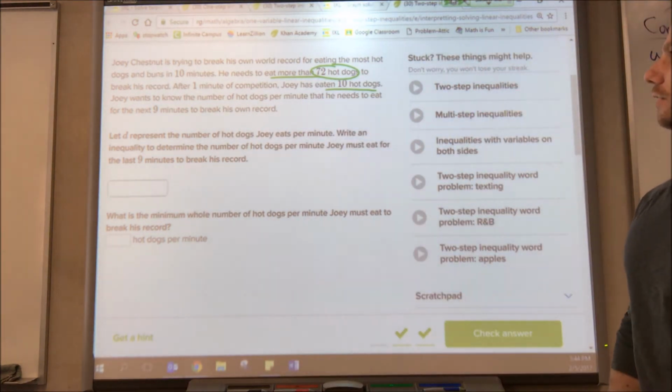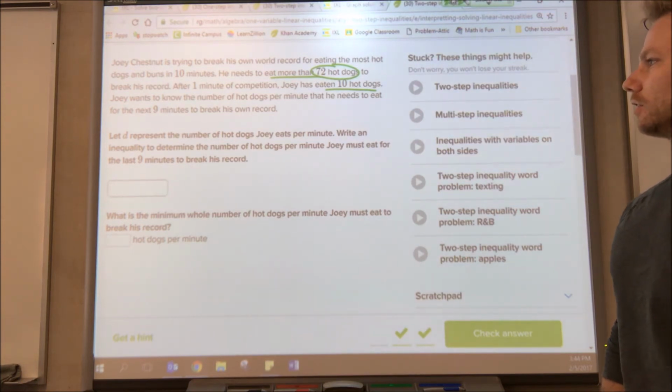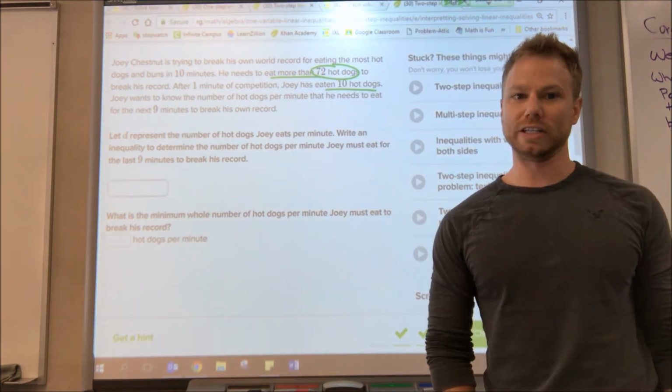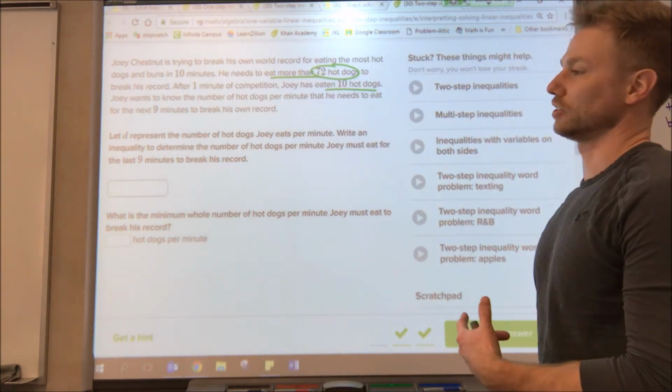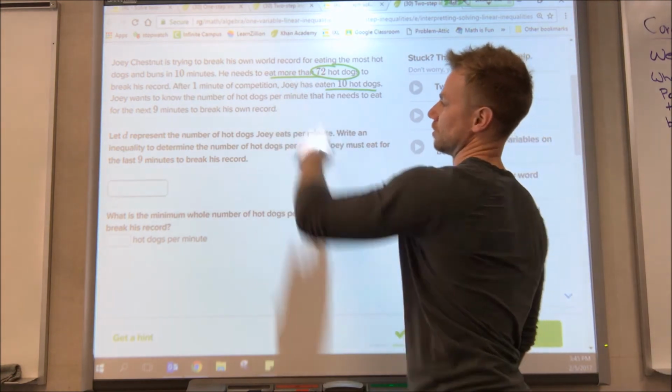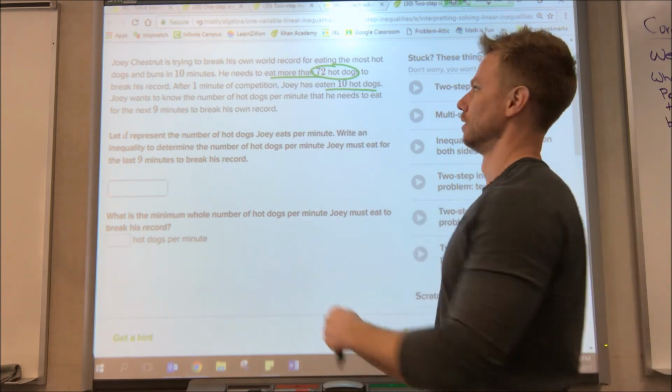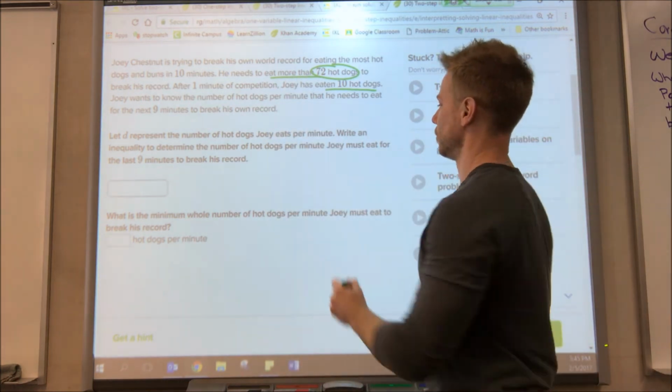Joey wants to know the number of hot dogs per minute he needs to eat for the next 9 minutes to break his own record. Let D represent the number of hot dogs he eats per minute. Write an inequality to determine the number of hot dogs Joey must eat for the last 9 minutes to break his record. Okay, so we need a total of 72 hot dogs. Actually, he needs to eat more than 72 hot dogs. So that tells us it can't be greater than or equal to or less than or equal to. It has to be greater than 72.